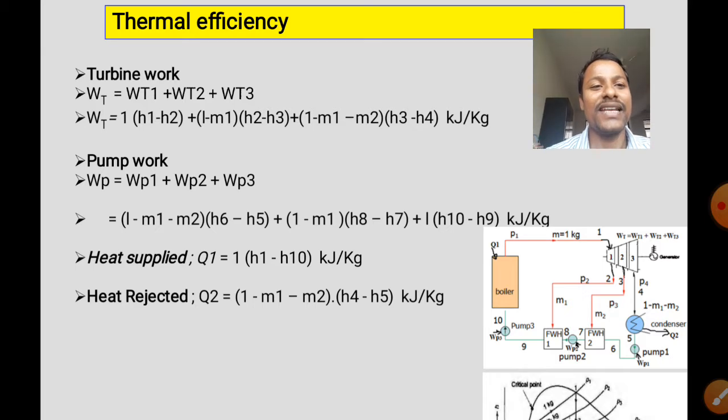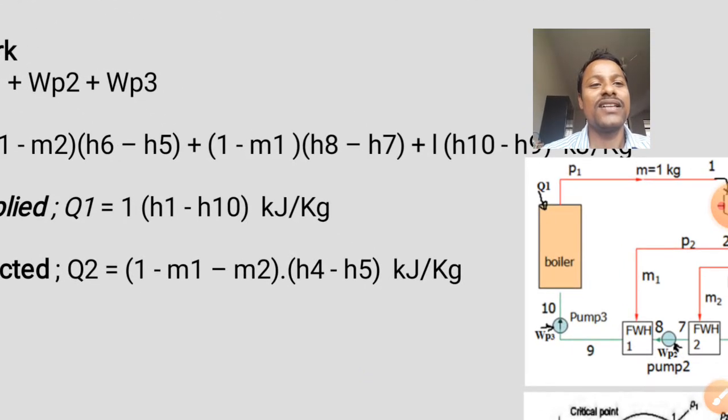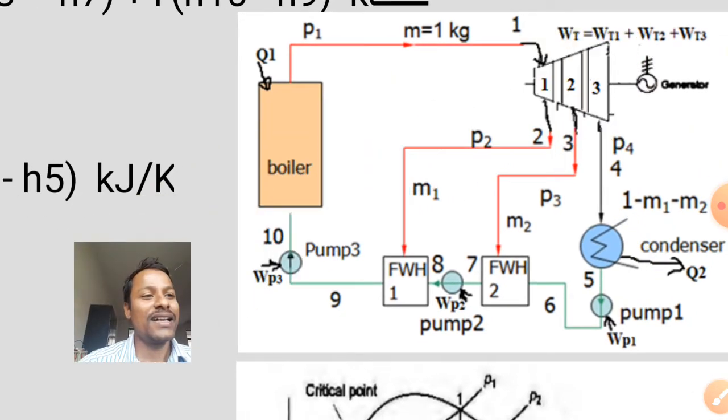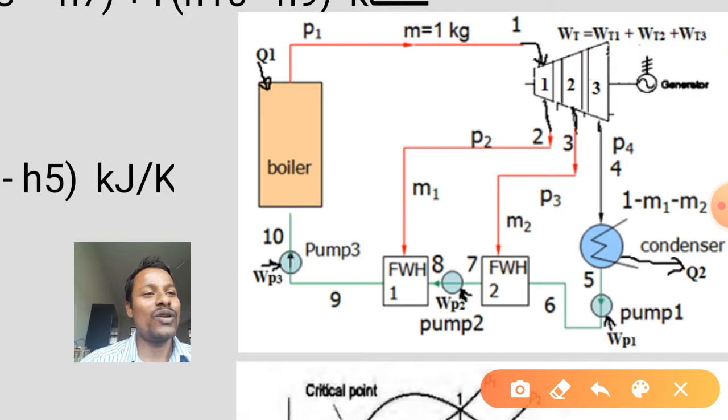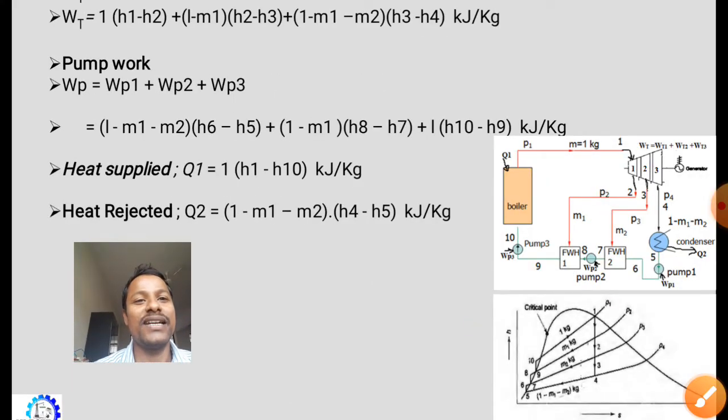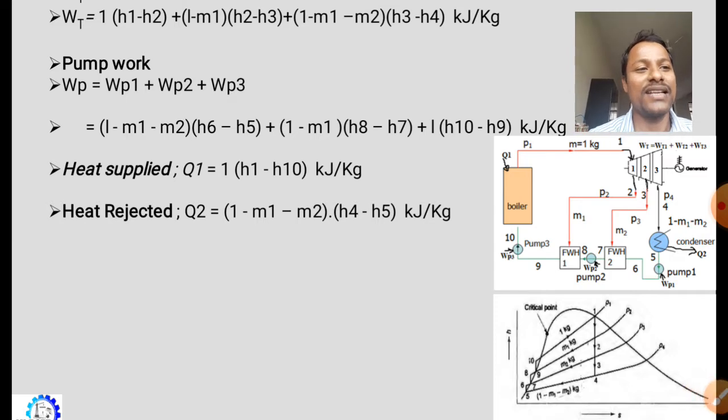So heat rejected. Next look into the heat rejection. So heat Q2 is rejected in the condenser. So the condenser is operating between the states 4 and 5. The mass of the steam which is flowing inside the condenser is 1 minus m1 minus m2. So the formula would be 1 minus m1 minus m2 into the enthalpy difference, H4 minus H5. So this is the heat rejection formula that we can write.